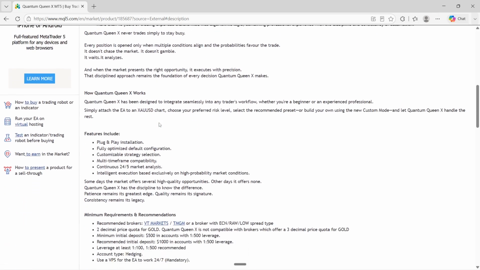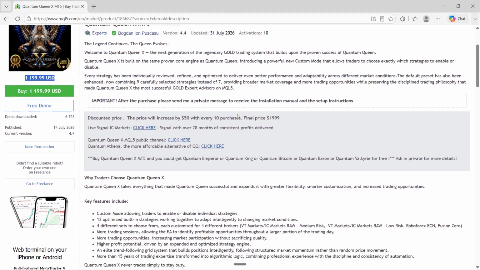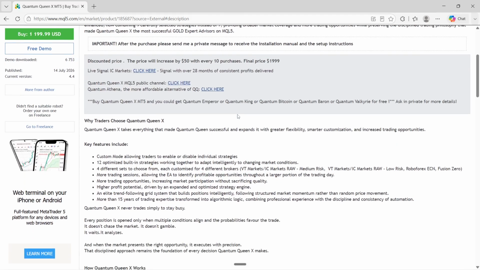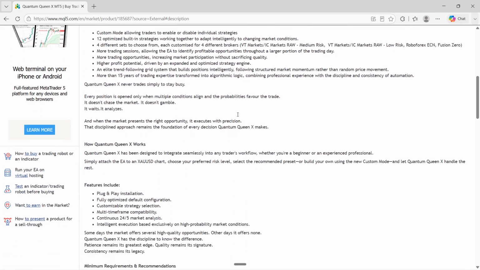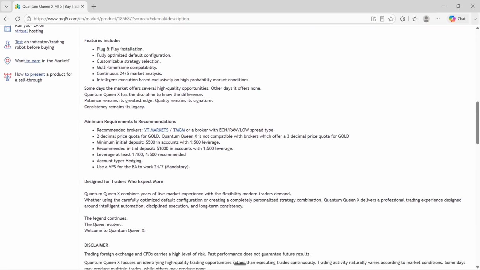Recommended setup, as you can see, is XAUUSD, the gold pair, on a 2 decimal price code broker, hedging account, minimum of $500, preferably $1,000, initial deposits with 1:500 leverage, as you can see, and a mandatory VPS. Brokers offering ECN, raw, or low spread conditions are preferred.